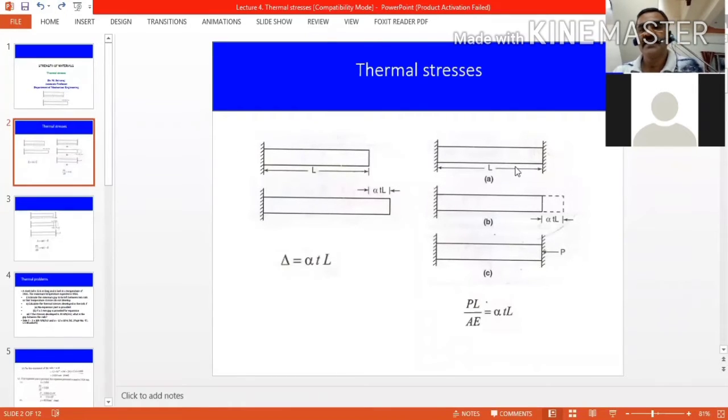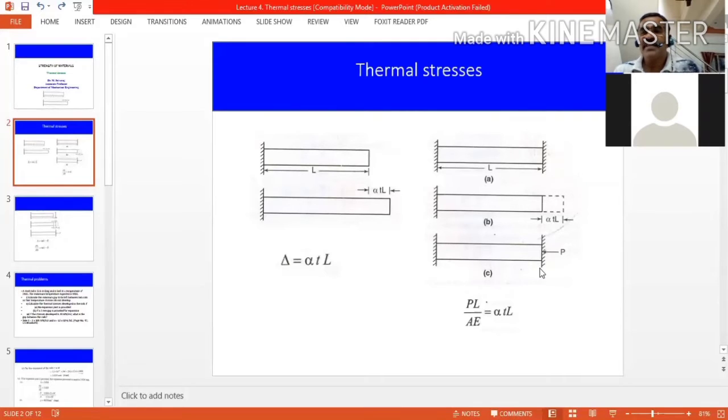In the second case, both ends are restricted from expanding. It is fixed. Now, the temperature of this member is increased by T. If it were allowed, it would have expanded by this amount. If it is allowed to expand freely, it would have expanded by this much. But it is not allowed. It is restricted. So this expansion will be converted into load.